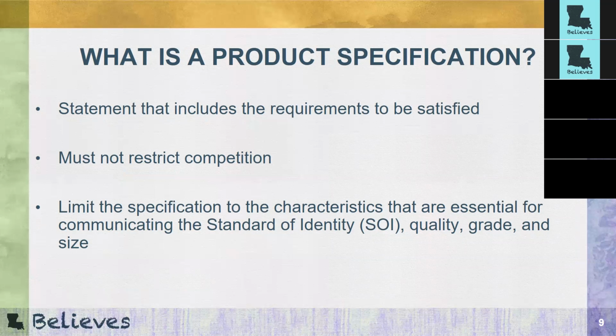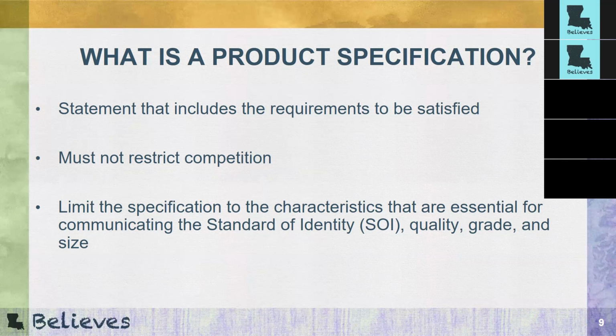So what is a product specification? It's a concise statement that includes the requirements to be satisfied by a product, material, and/or process. It is important to develop specifications that do not restrict competition. Specifying a brand name only product instead of allowing a pre-approved equal to be offered restricts free and open competition.